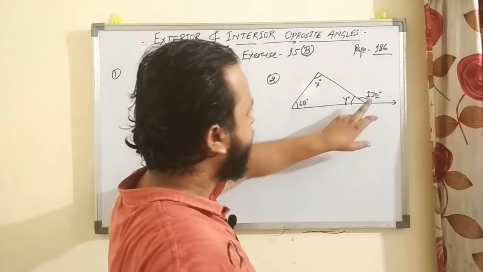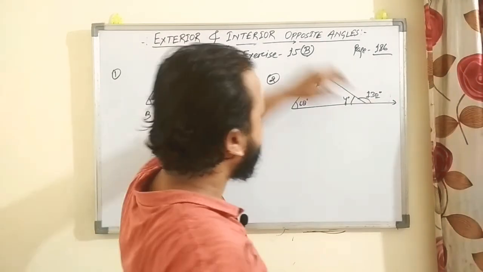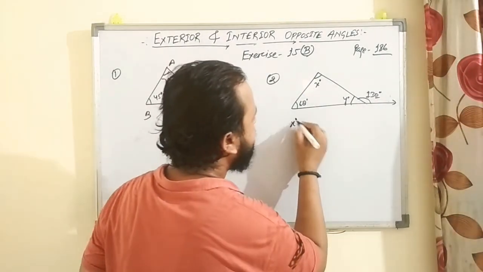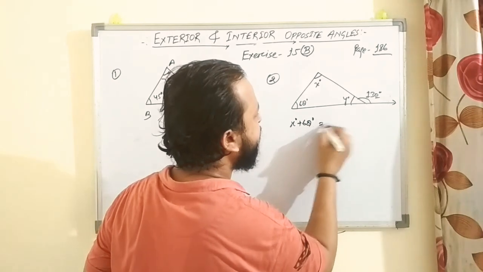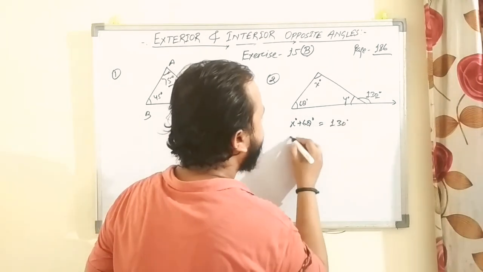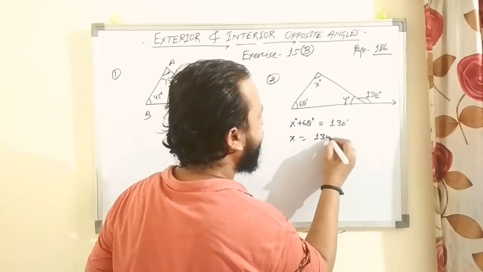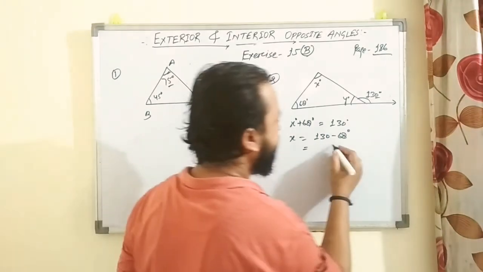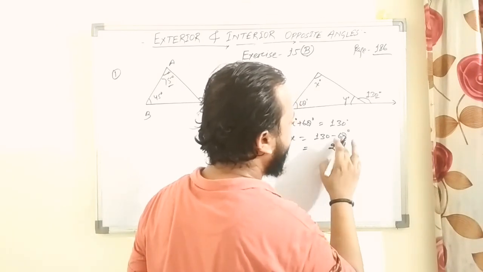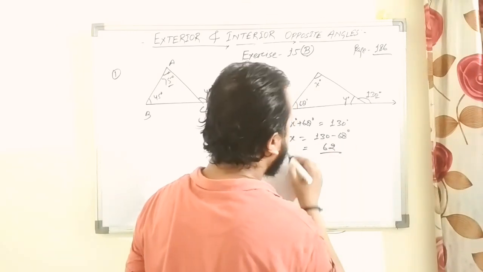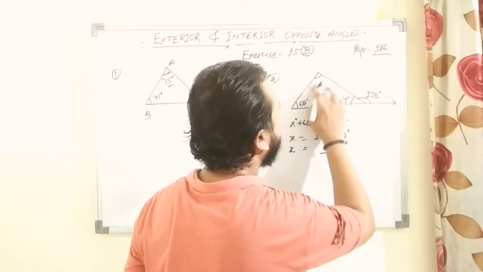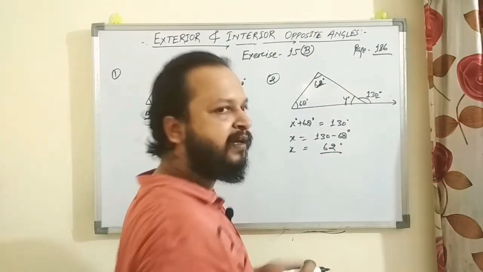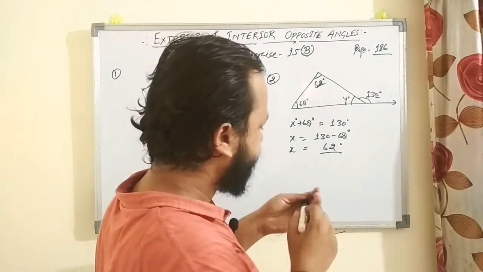So you know that this angle is the sum of these two opposite interior angles. So it means x degrees plus 68 degrees is equal to 130 degrees. So x is equal to 130 degrees minus 68 degrees. So just subtract it, 10 minus 8, that comes 2, and 12 minus 6, that is 6. So x is equal to 62 degrees. So this is going to be 62 degrees.